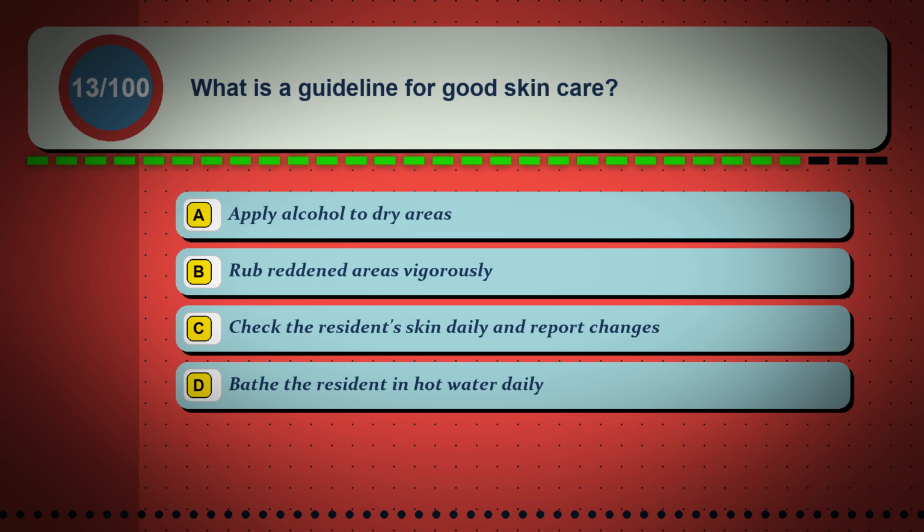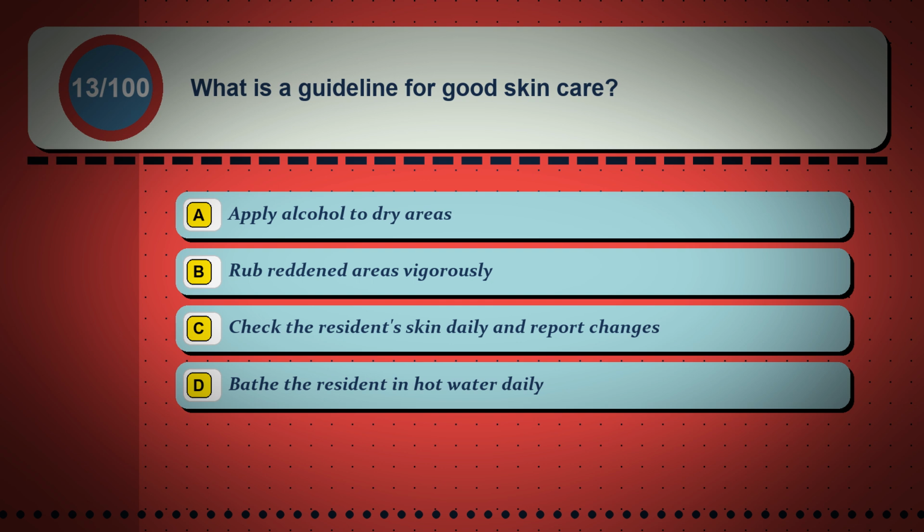Question 13. What is a guideline for good skin care? Option A. Apply alcohol to dry areas. Option B. Rub reddened areas vigorously. Option C. Check the resident's skin daily and report changes. Option D. Bathe the resident in hot water daily.